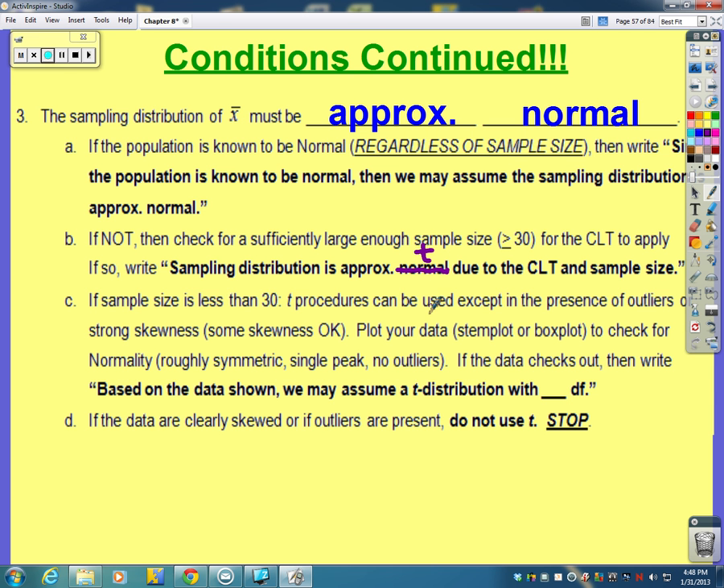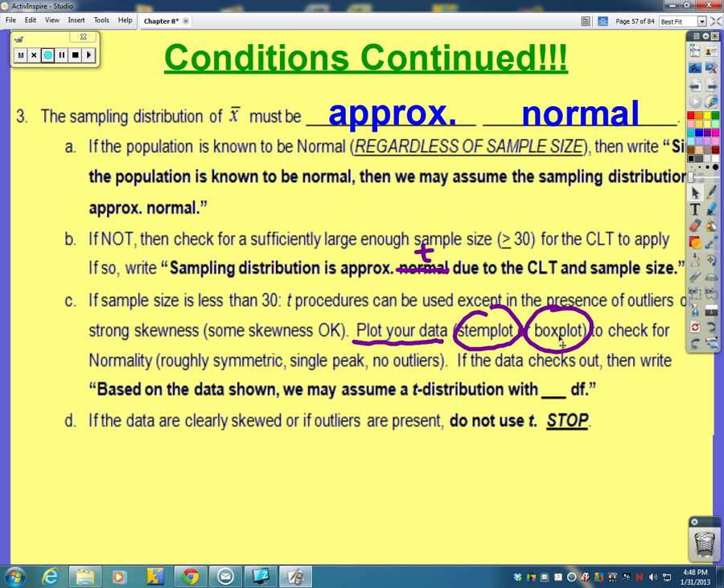So we will have to plot our data, either with a stem plot or a box plot. Those are good ways of checking that out. You absolutely have to do one of these two things to ensure that there aren't any outliers. And a box plot, if you remember how to do that in your calculator, can show you if there are outliers present. So maybe a box plot might be the better way to go.